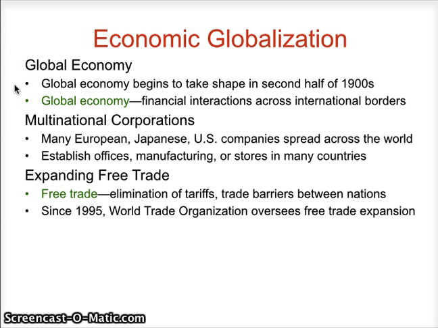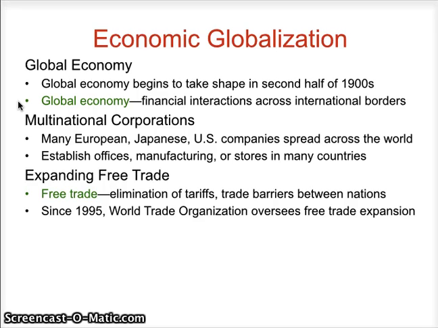Then we have the emergence of the global economy. This is in the second half of the 1900s. So what a global economy means is that there's no longer a clear line between countries with specific companies and products. Because of a lot of the technology that is developed, such as phones, email, any sort of technological advance, it is easy to interact with people all around the world, and therefore it is easy to exchange goods all over the world.